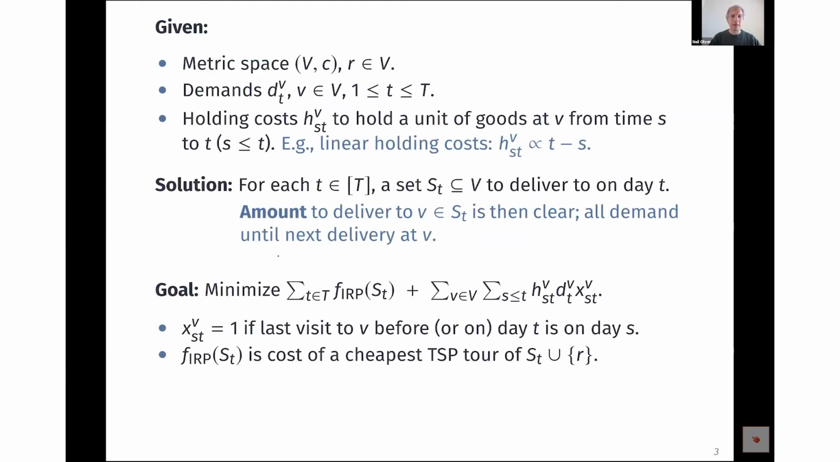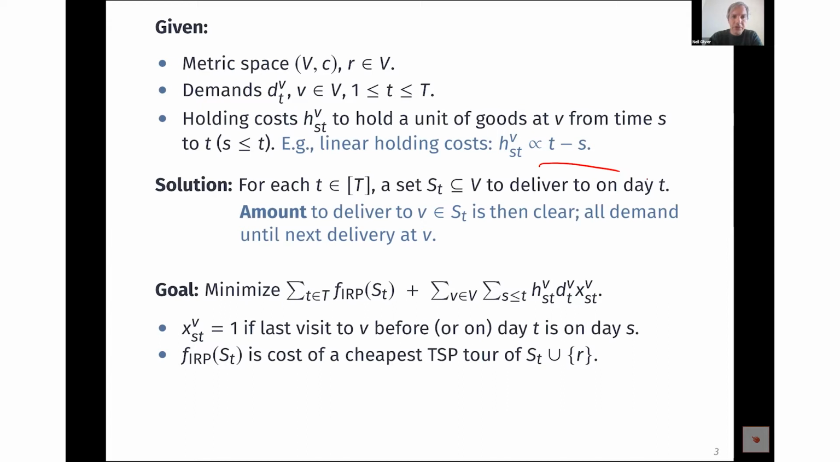So just to summarize, we're given our metric space, given the root, we're given demands, how much of the good we want at each location at each time. And we have these holding costs, which in general could be somewhat arbitrary. So it could depend on the location, could depend on the time period, but you should just think about linear holding costs. So for each location, the holding cost is proportional, per day.